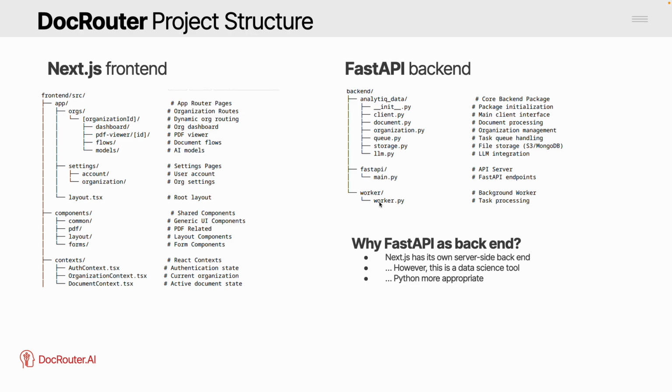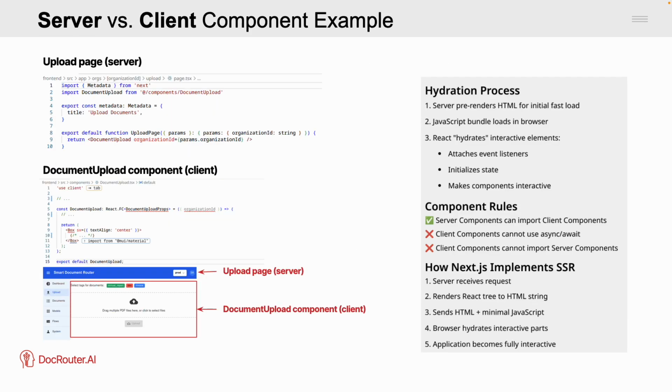And then there are these workers that we're talking about. There's a folder for that. And there's a portability layer in here, a Python module for portability. It's like a data lake portability layer that has all the database functions and all the LLM abstractions and everything. All right, server versus client component example.